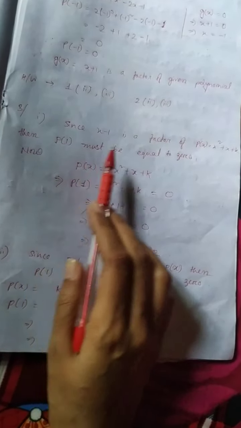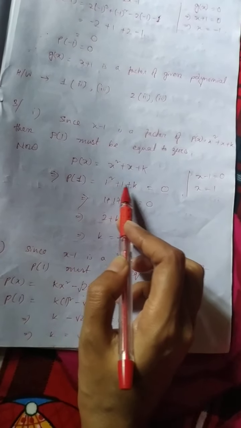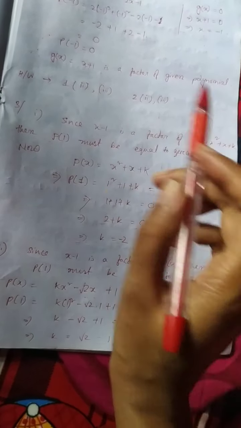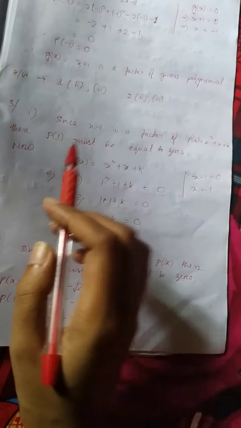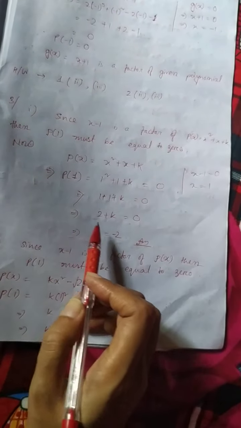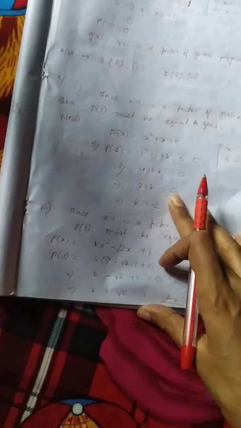x minus 1 equals 0, then x will be 1. So p(1) must be equal to 0. So I will put 1 in place of x here, and this must be equal to 0 because x minus 1 is a factor of this polynomial given in the question. So I can write it equals 0. So I will get k equals minus 2.